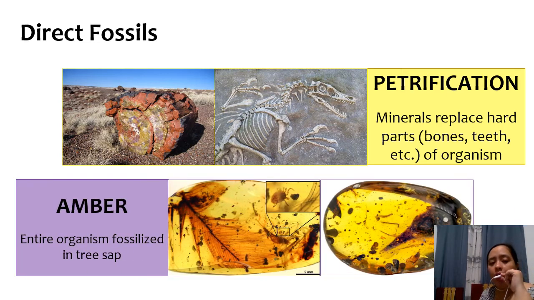And last for direct fossils is the amber. Ito yung entire organism is fossilized in resin. And the reason why we have Jurassic Park 1, 2, 3, 4, 5, 6, 7, ang dami na. So, the reason why we have the Jurassic Park movie, the amber from the mosquito, na yung mosquito may dala na blood ng dinosaur, and from the blood of the dinosaur, boom, meron ka nang Jurassic Park. Actually, it's an entire organism that's fossilized.